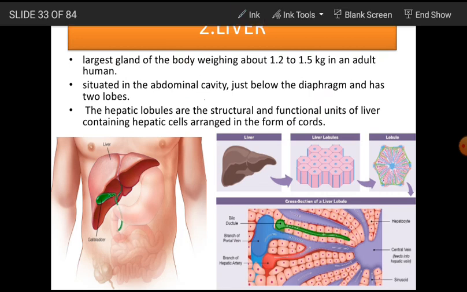Now liver is very, very important because it is the largest gland in the human body. Its weight is 1.2 to 1.5 kg. And it is present in the abdominal cavity, just below the diaphragm. Here is your diaphragm, and just below it you can see your liver. The liver has two lobes.